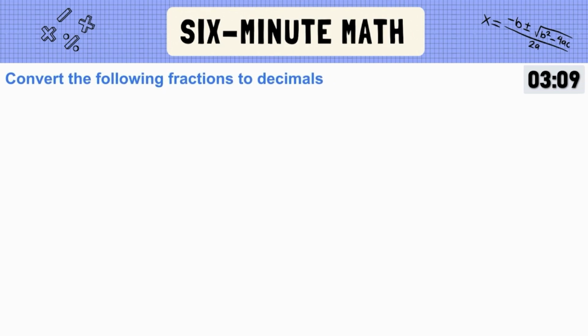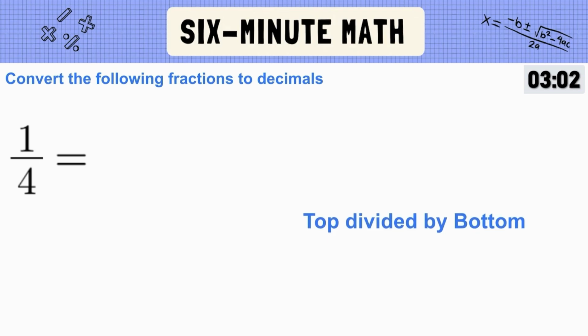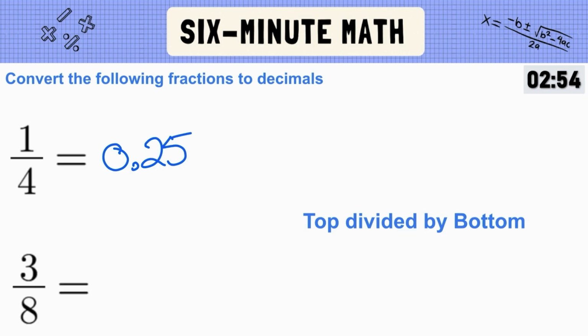If I were to convert fractions to decimals, I would take 1/4 and simply go top divided by bottom. 1 divided by 4 is 0.25. And 3 divided by 8 is 0.375.